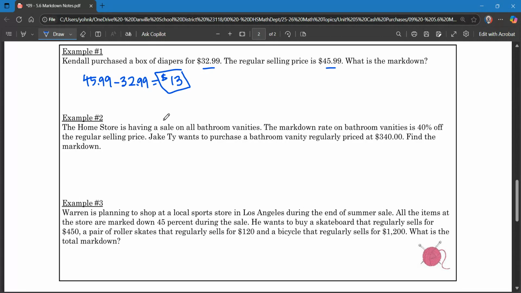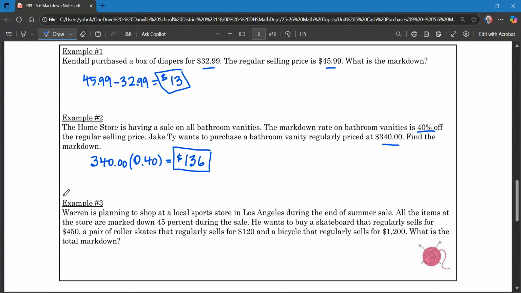Number 2, the home store is having a sale on all bathroom vanities. The markdown rate on bathroom vanities is 40% off the regular selling price. Jake Ty wants to purchase a bathroom vanity regularly priced at $340. Find the markdown. Okay, so I just want to know how much money is he saving. So I need to take the price of the item, $340, and I need to multiply by the percentage as a decimal. So 40% is 0.40. Multiply this and I have a savings or a markdown of $136.